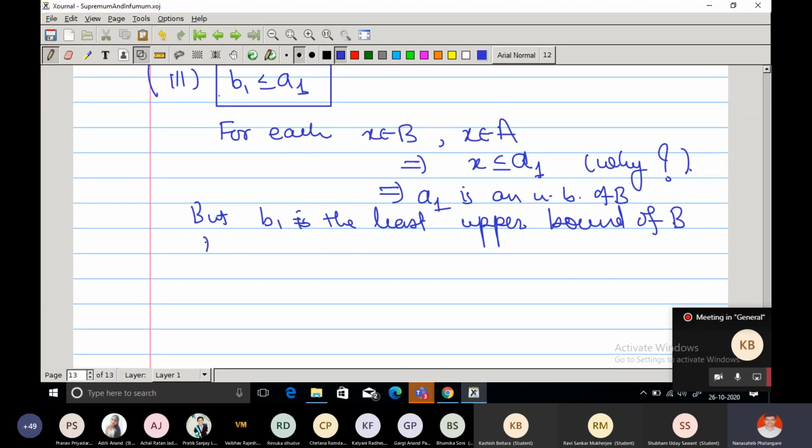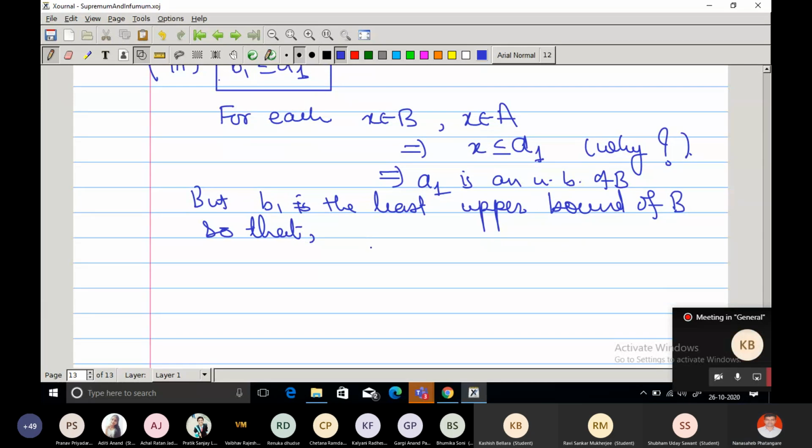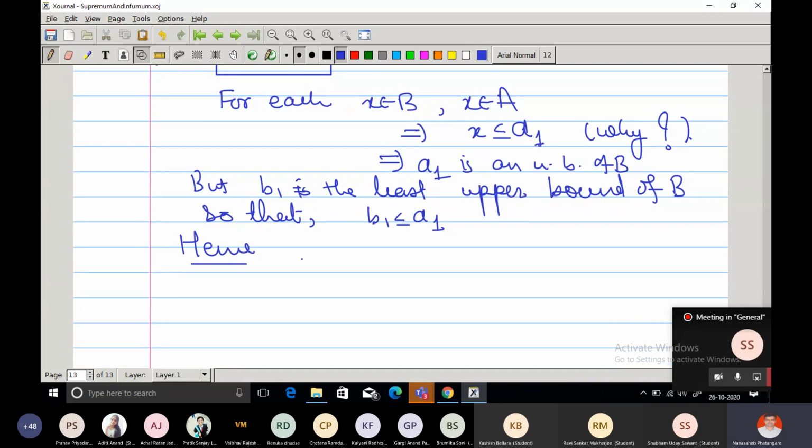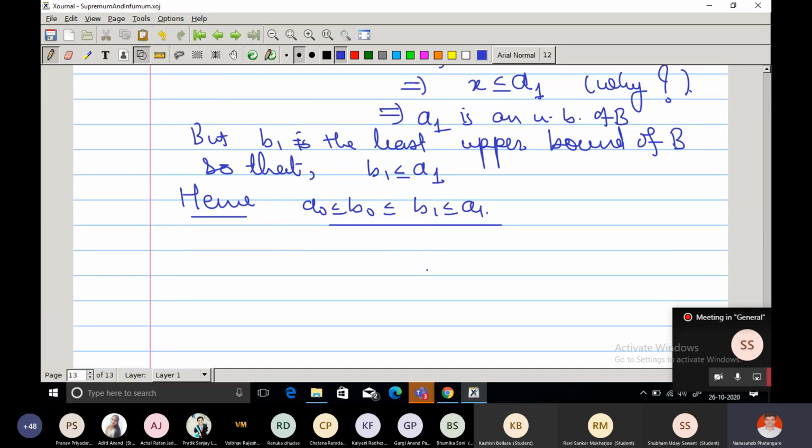So what is the relation between B1 and A1? B1 is less than or equal to A1, because B1 is the least and A1 is just an upper bound. Hence, what is the conclusion of these three things? The conclusion is A0 is less than or equal to B0, less than or equal to B1, less than or equal to A1. So this is what we have.